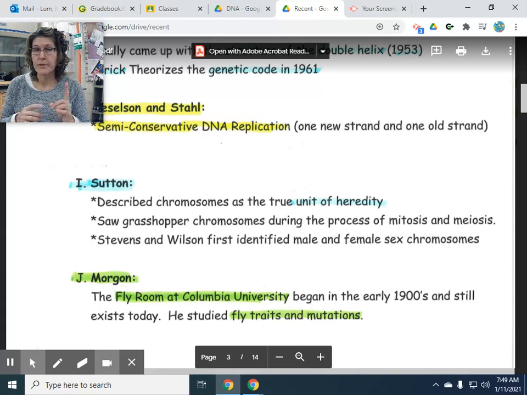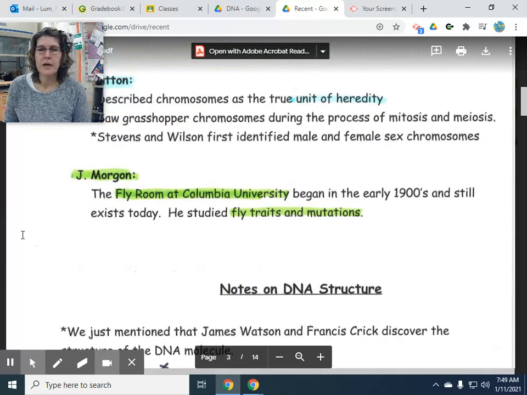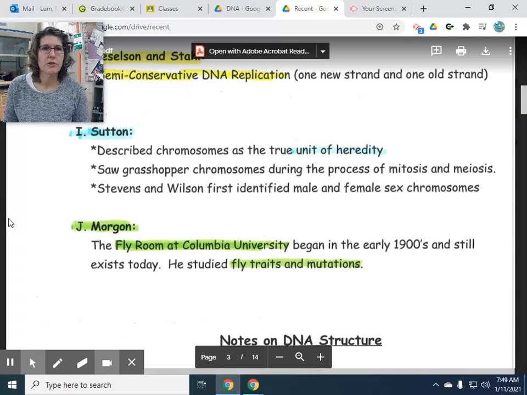So as they're going through, this is where that whole idea of karyotyping comes in too. And what they notice is that the last little set of chromosomes were a little different between males and females. Morgan, we'll hear a ton of when we get to genetics, because we'll look at Drosophila melanogaster, which are your fruit flies. And Morgan actually started a fruit fly room at Columbia University way back in the early 1900s. And here's the deal, it still exists today, and they still have the same genetic makeup of what they started with, meaning those first flies, they're still breeding generations of flies there. And what he looked at is the flies' traits as well as mutations.